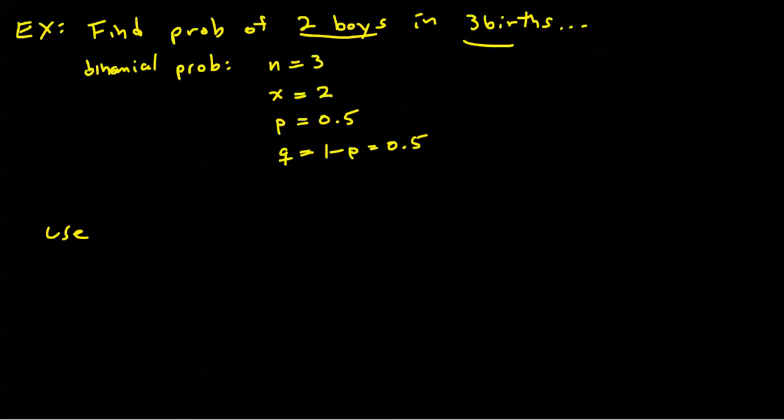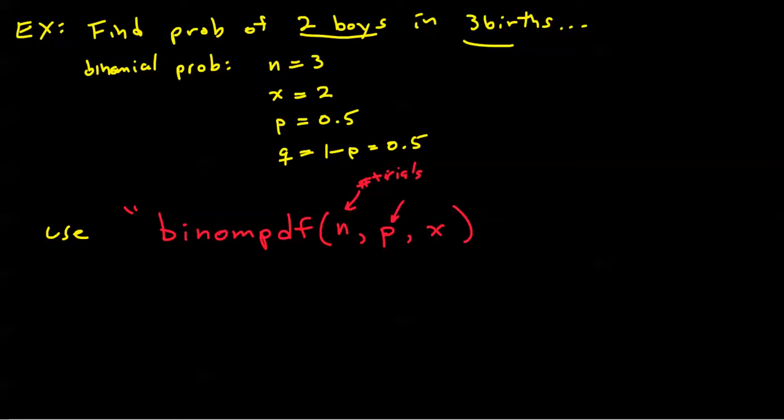use in our calculator a command called binom PDF. And we'll give you the syntax here. The syntax runs so. You plug in little n first, then p, then x. Remember, n is the number of trials. Little p is the probability of success in any one trial. And x is the number of successes that you're looking for.